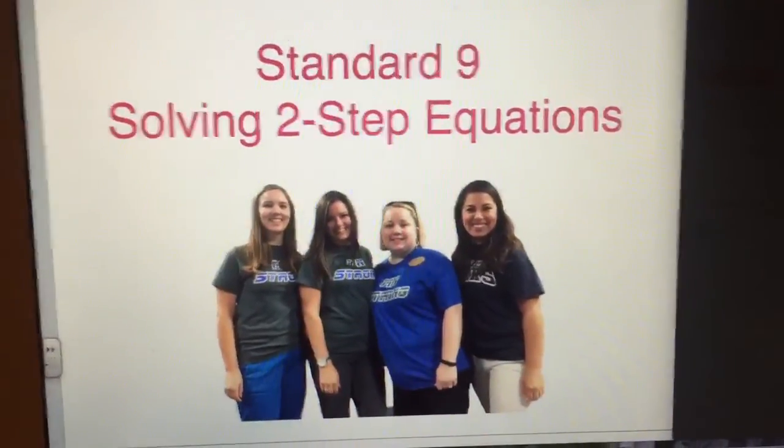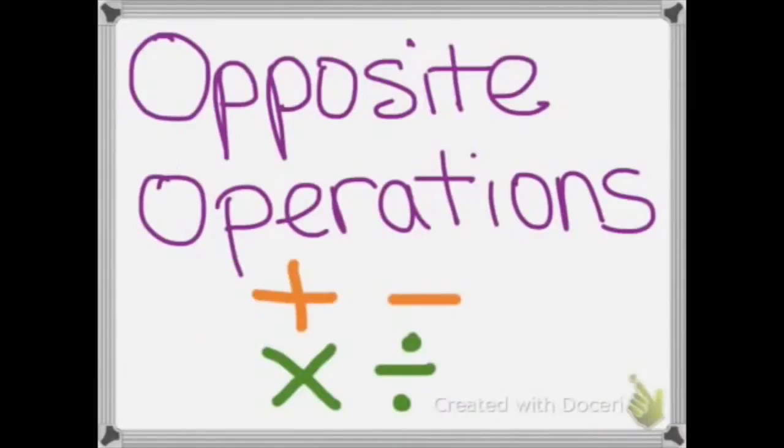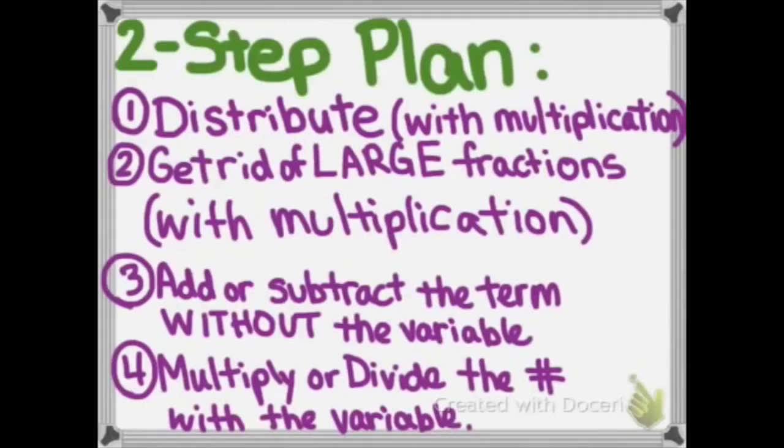We're going to solve two-step equations on standard 9. Remember your opposite operations. Adding and subtracting are opposite operations, and multiplying and dividing are opposite operations. There's actually a two-step plan, and the two-step plan is outlined right here. Write this in your notebook, please.